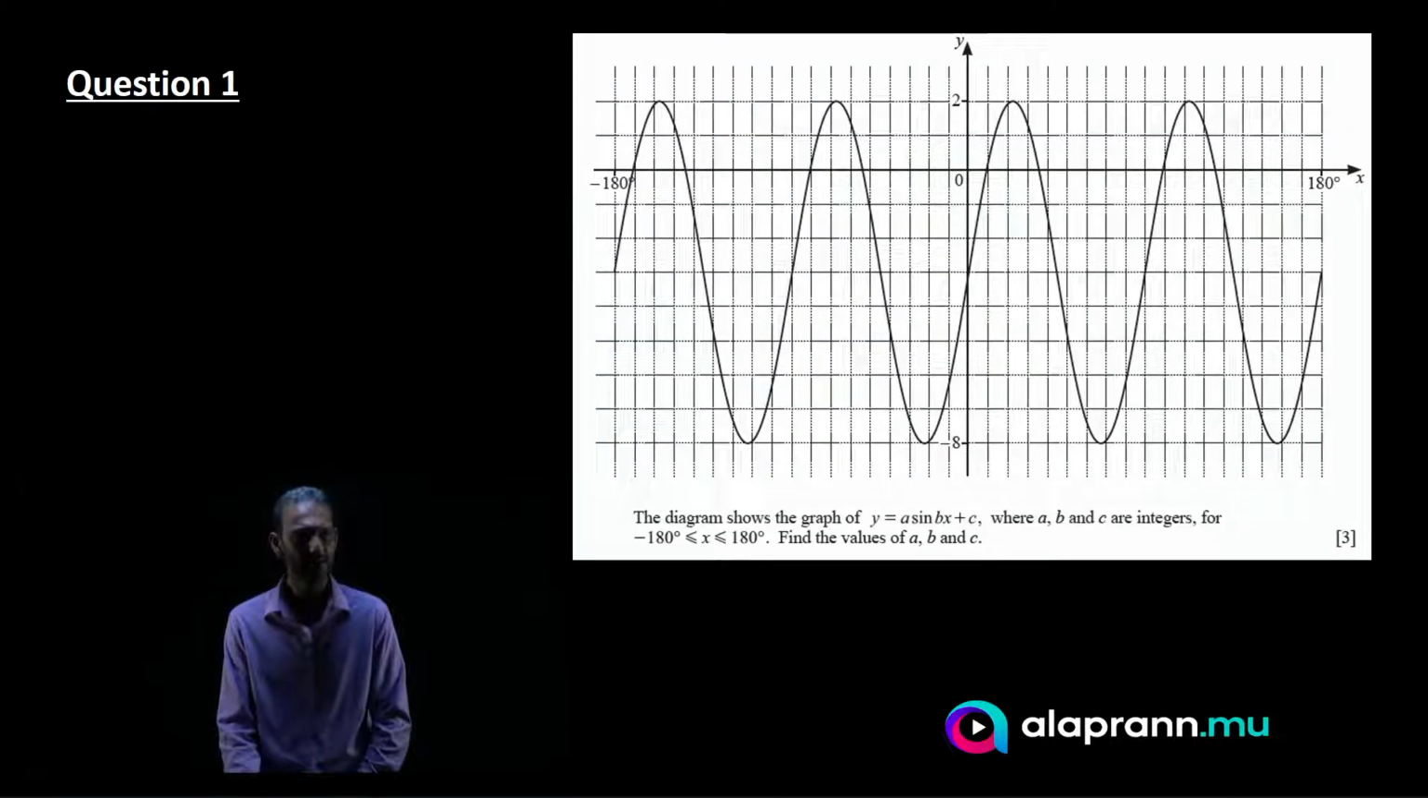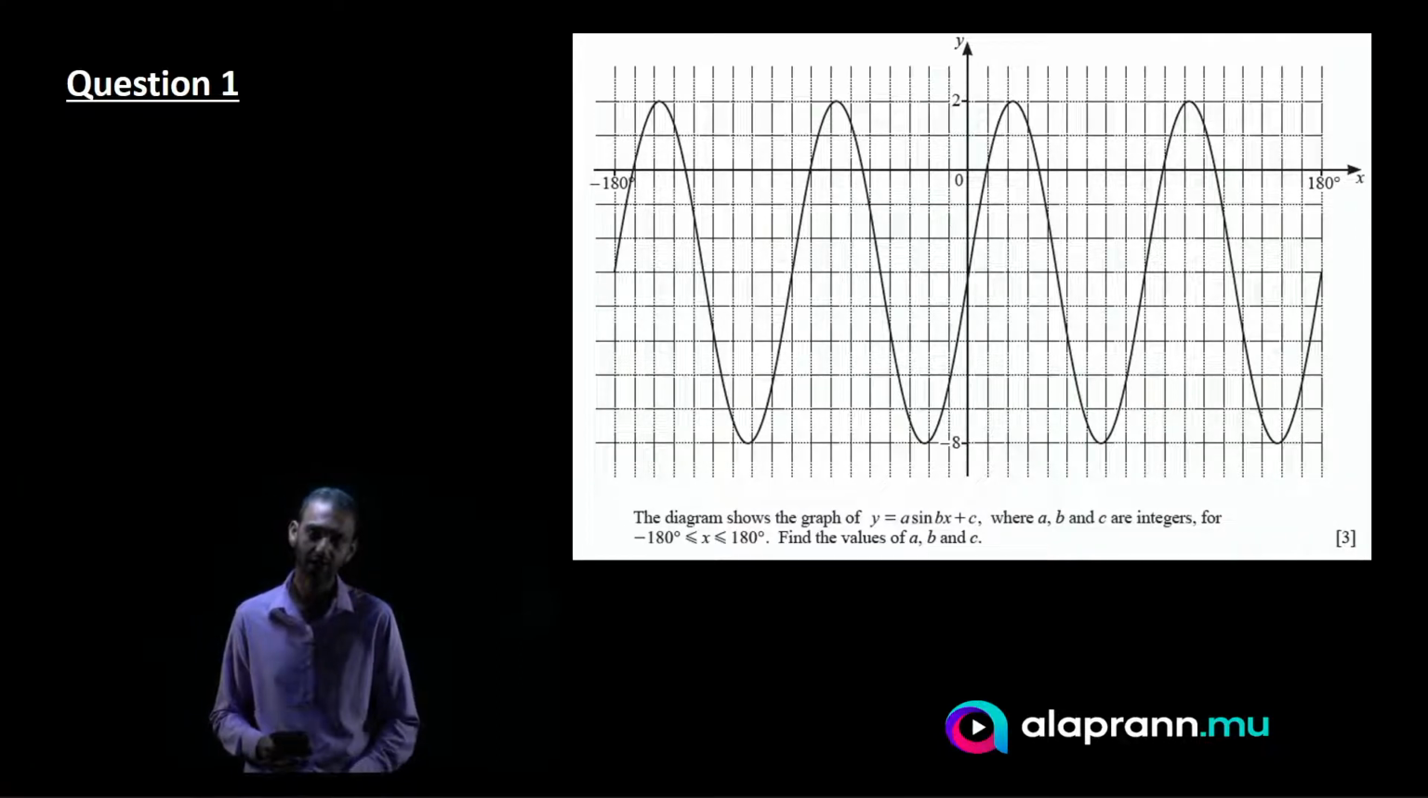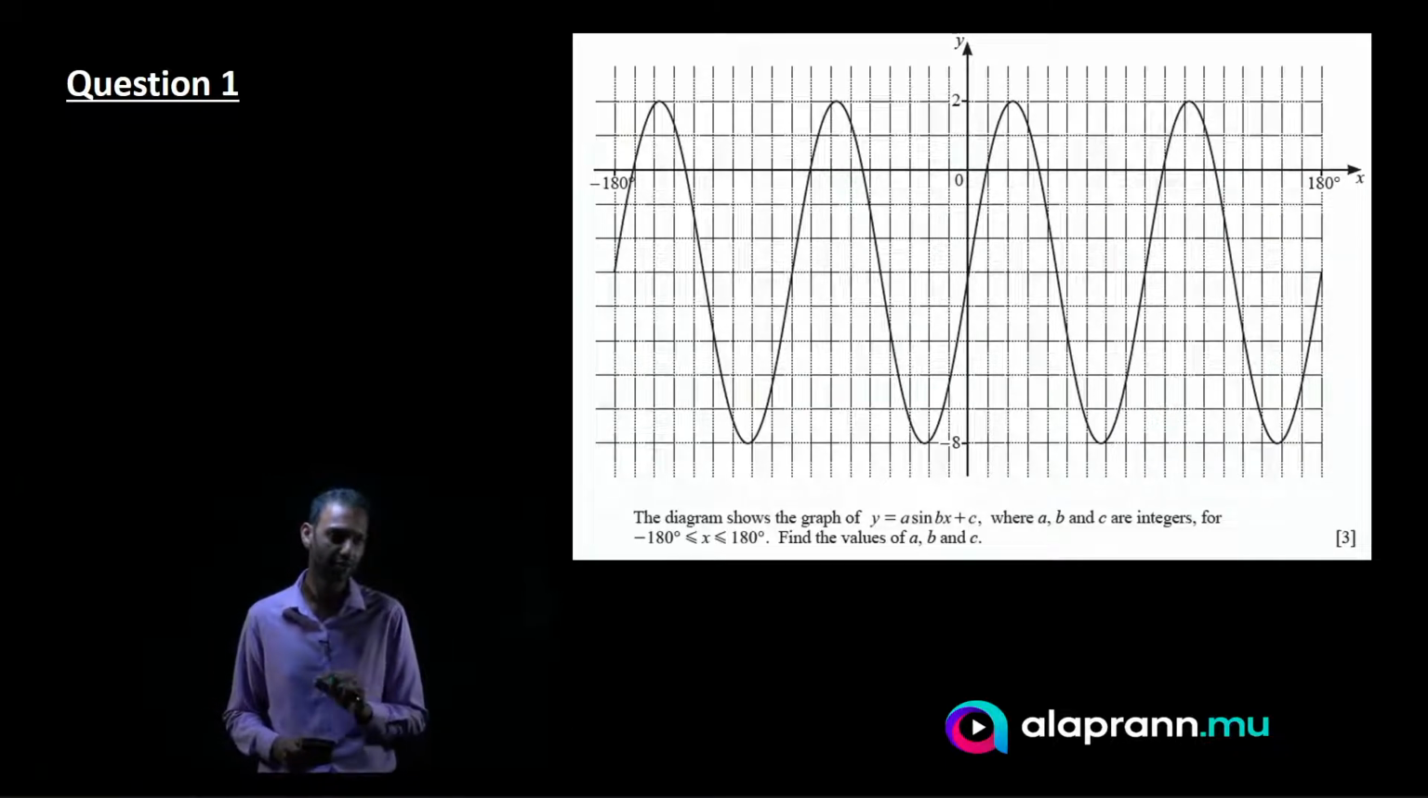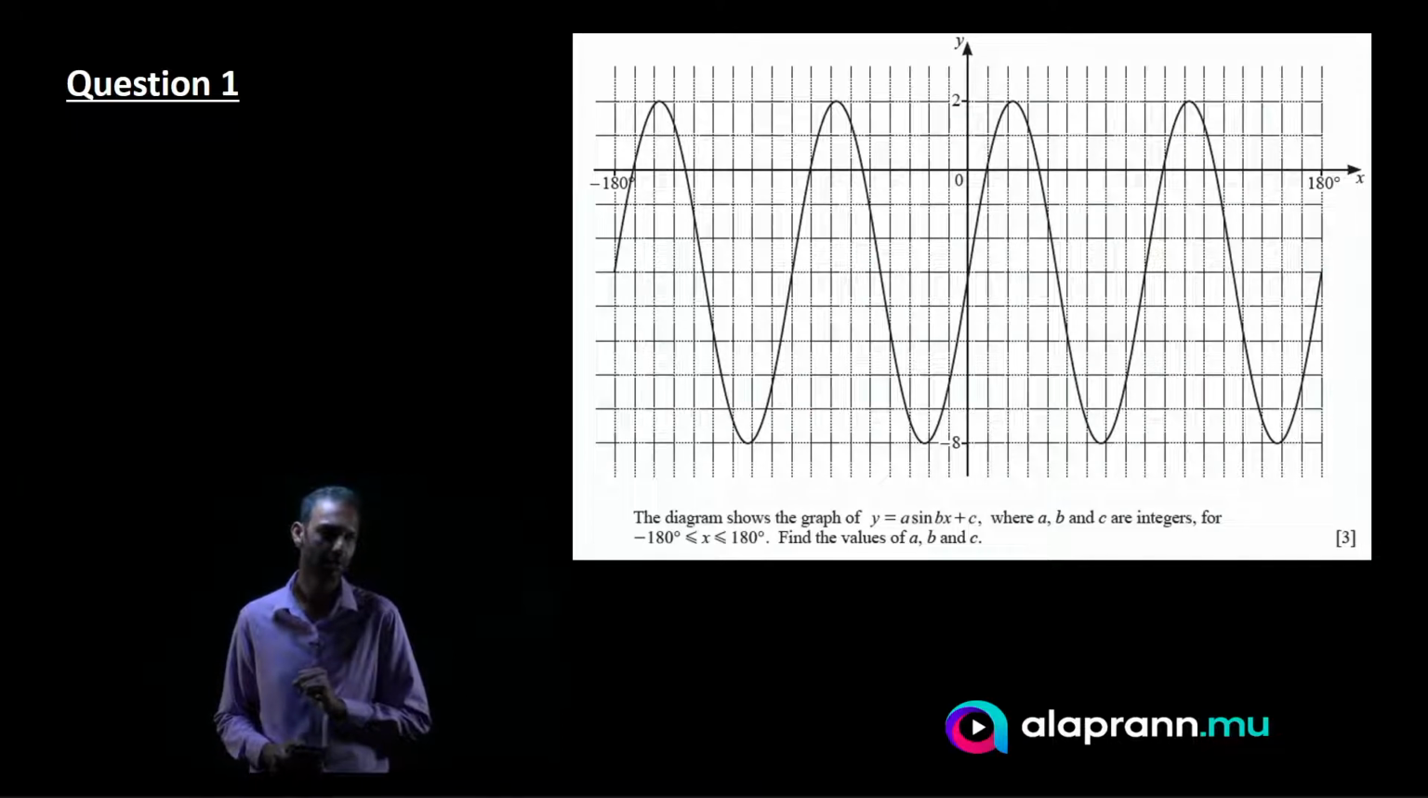Question 1 deals with trigonometry, especially trigonometric graphs. The question says the diagram shows the graph of y is equal to a sine bx plus c, where a, b, and c are integers, and the domain lies between 180 and minus 180 inclusive. You're asked to find the values of a, b, and c. Just a reminder that for the function y is equal to a sine bx plus c, a is the amplitude, b is related to the period, and c is the axis.